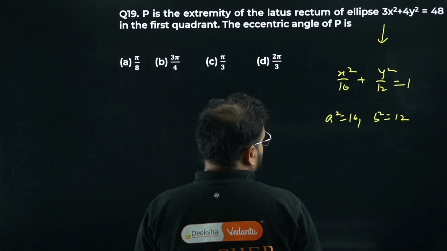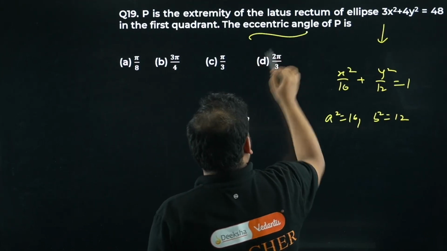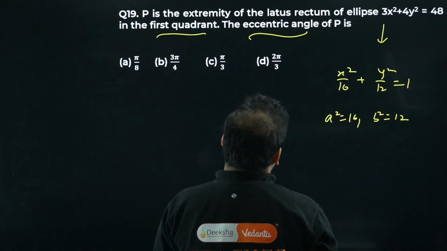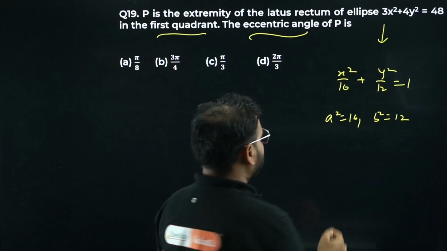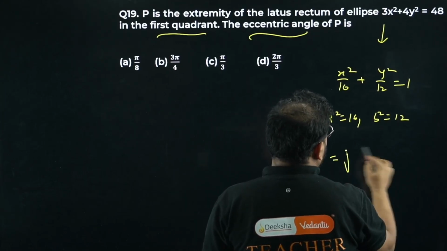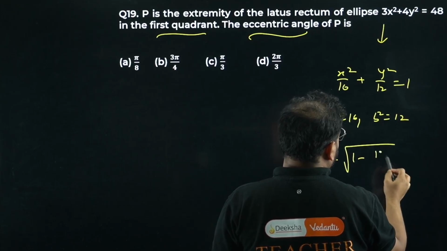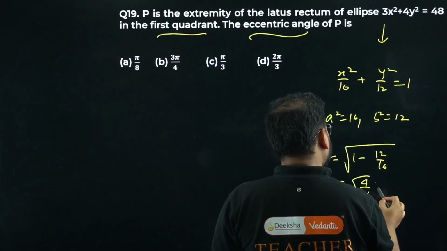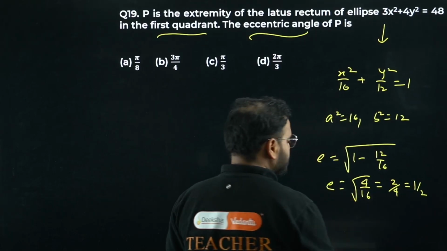What I'm looking for is the eccentric angle in the first quadrant. Let's find this. I can find the e value now for the ellipse. It will become root of 1 minus B square by A square, so 12 by 16, I get 4 by 16, which is 1 by 4, and the root is 1 by 2. So your e value is 1 by 2, great.